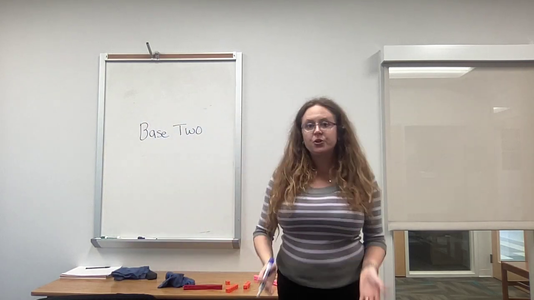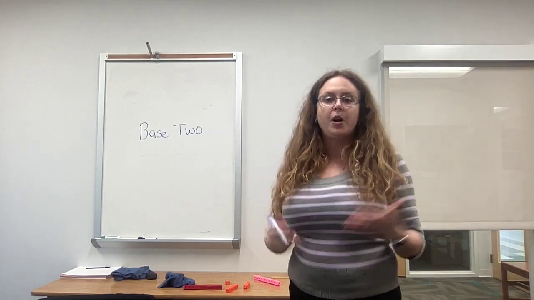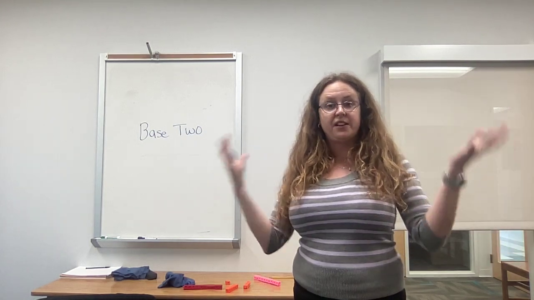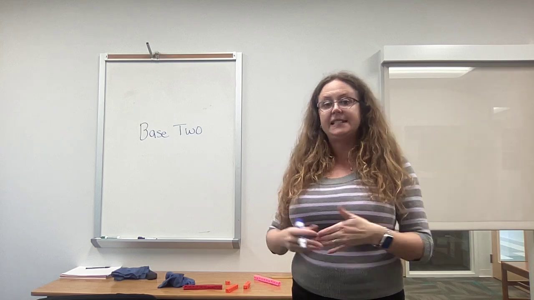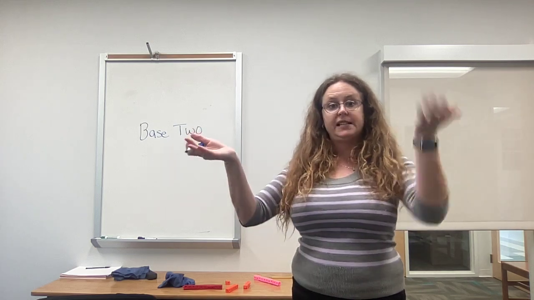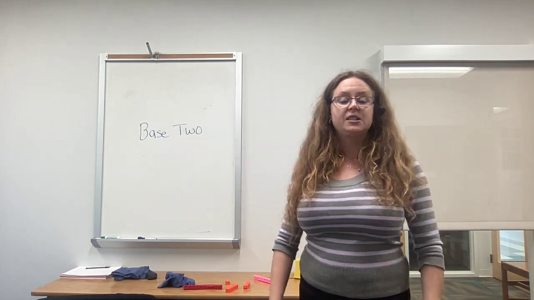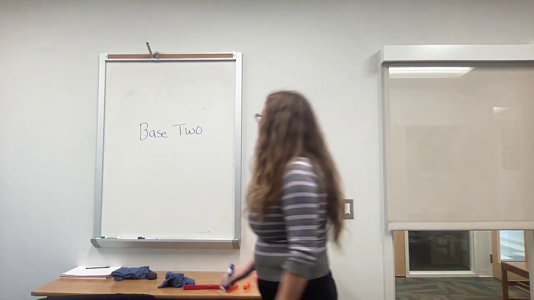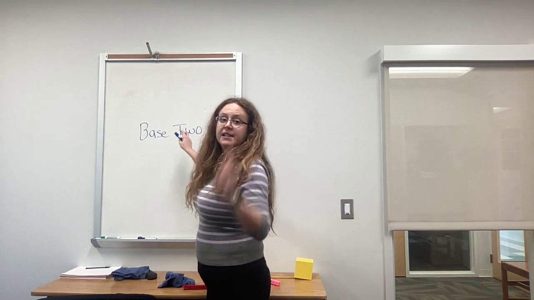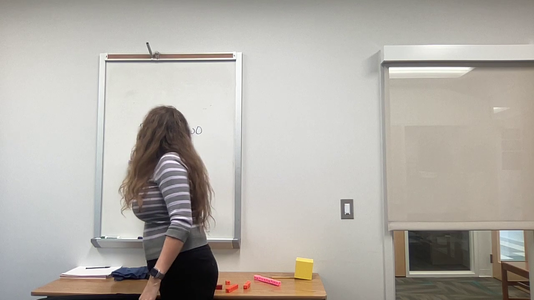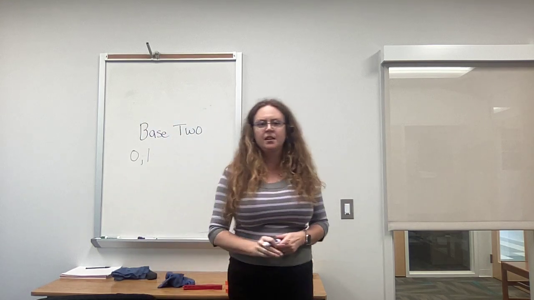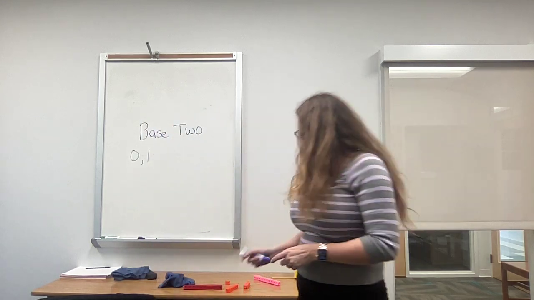Base 2 is a computer system base. Computer programming is based off this base 2. We basically tell a computer either do this or don't do this. Have it on or off. And that's because base 2 just has 2 digits. Again, it's 2. That's how I know it only has 2 digits. So it only has 0 or 1. Those are the only 2 digits we can use.